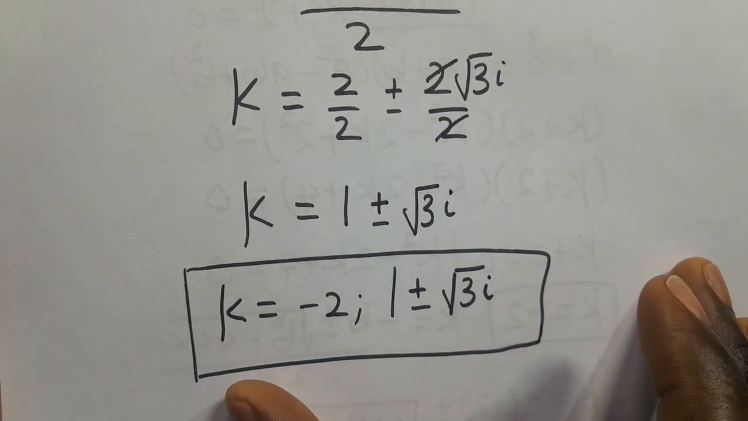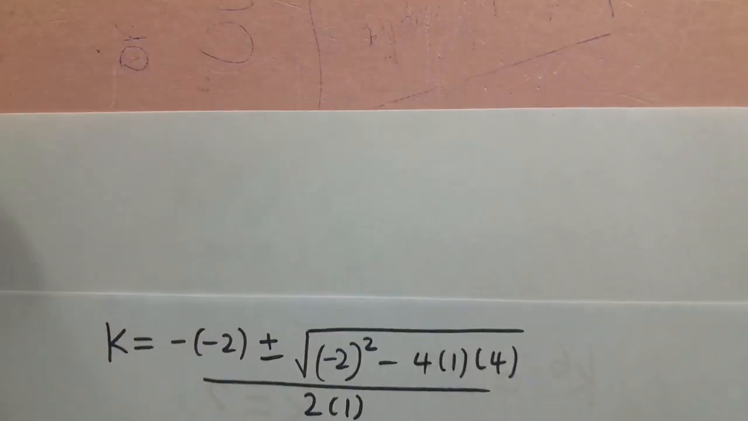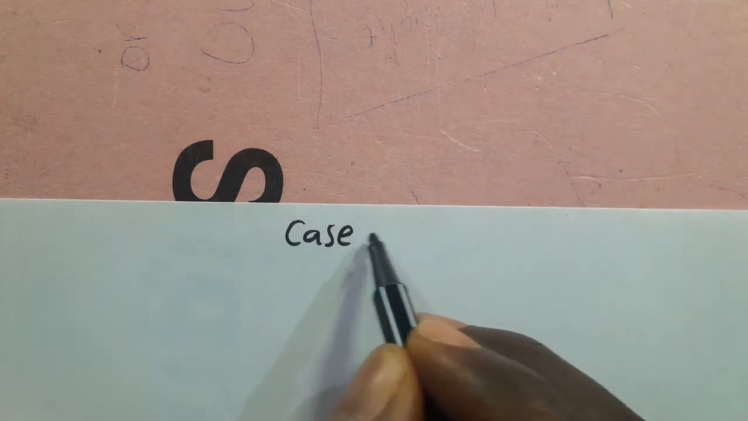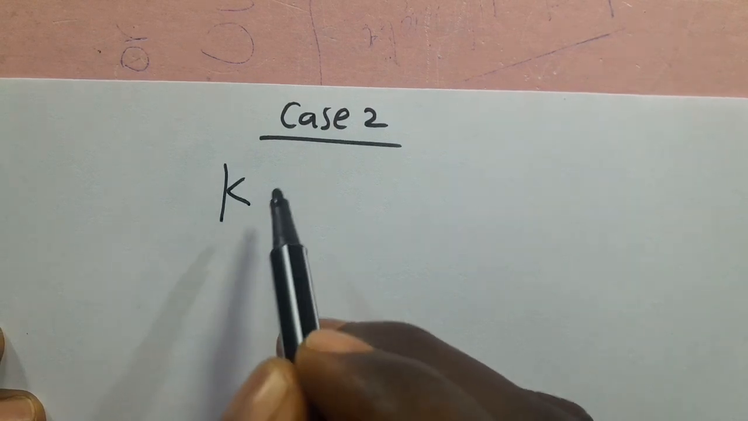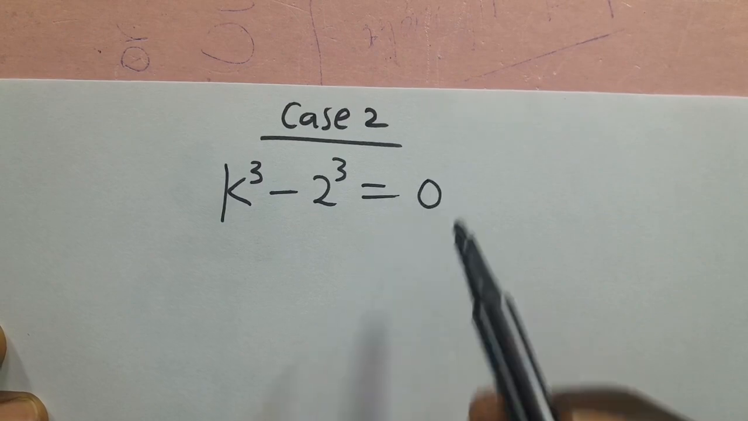Then let's check for case 2. For case 2, we have k to the power of 3 minus 2 to the power of 3 equals 0.